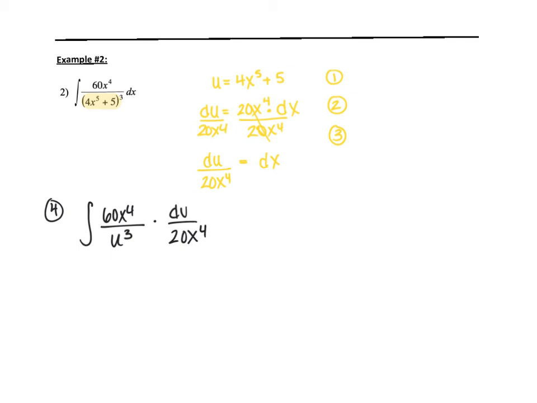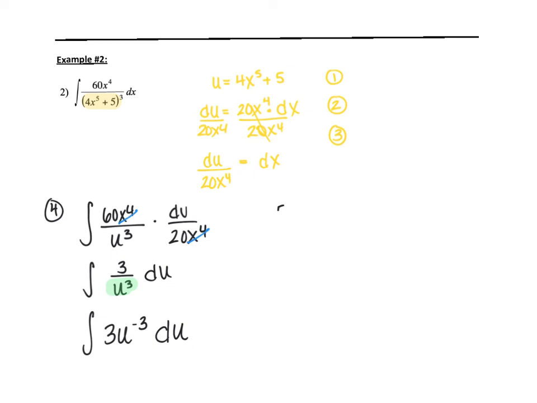Now, can't take the integral with x's and u's. So let's see what we can do here to simplify this. Well, the x to the 4ths will cancel, that's for sure. And I can divide 60 and 20. That'll give me 3. So I really have the integral of 3 over u to the 3rd du. And we still can't integrate this because of this u to the 3rd that's on the bottom. We can throw that upstairs and just make the exponent negative. So this is 3 u to the negative 3 du. And now that is definitely something that we can integrate.